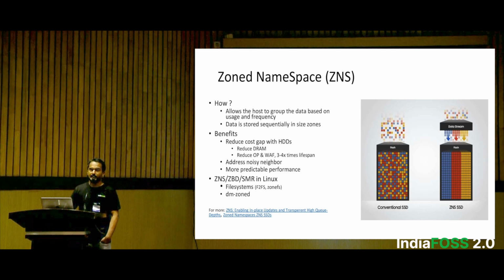Initially, ZNS support was added in Linux last year, and to support applications, file systems such as F2FS also added this. But for file systems like XFS and BTRFS, the work is still in progress.